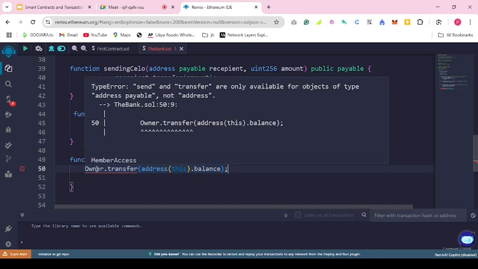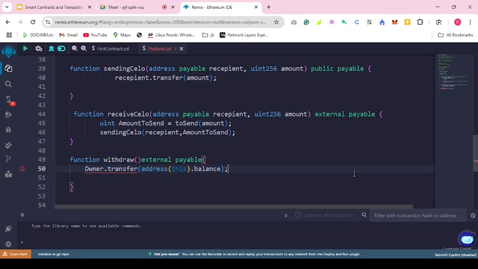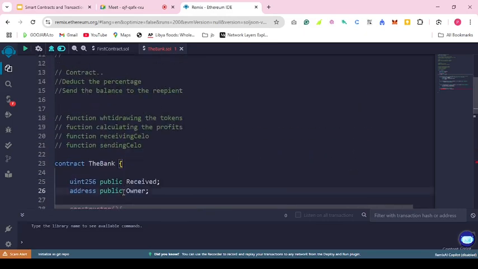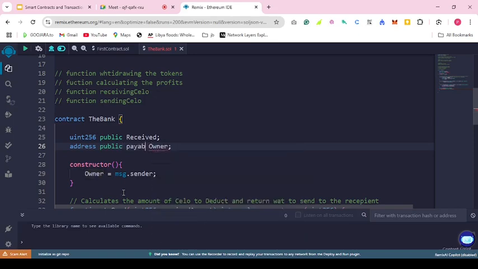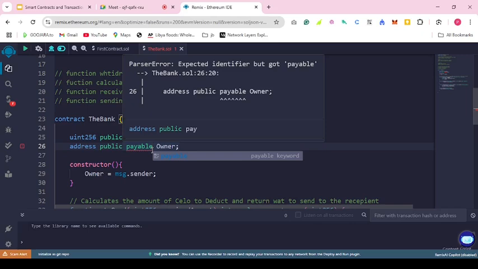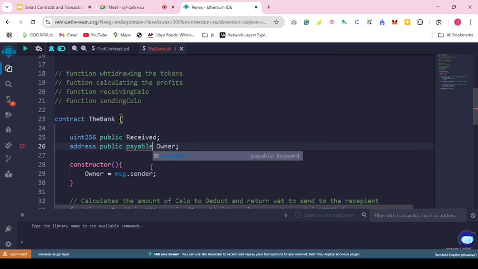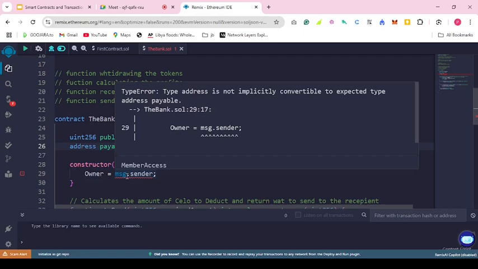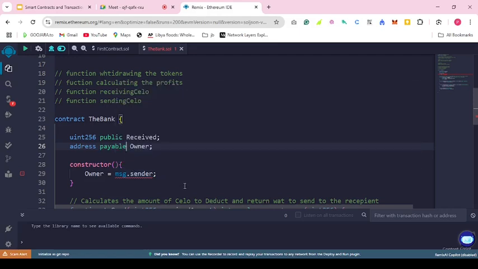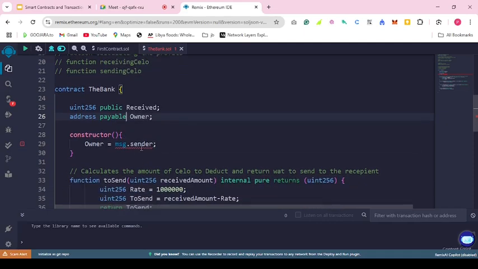Send and transfer are only available for payable addresses. Oh, this isn't payable. Sorry, I forgot. Refresh. This payable. What did I miss? Make this payable, I think, as well. It's the only thing that is left. It should be public as well.